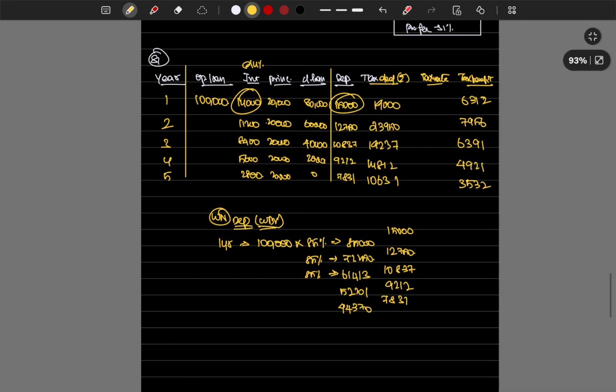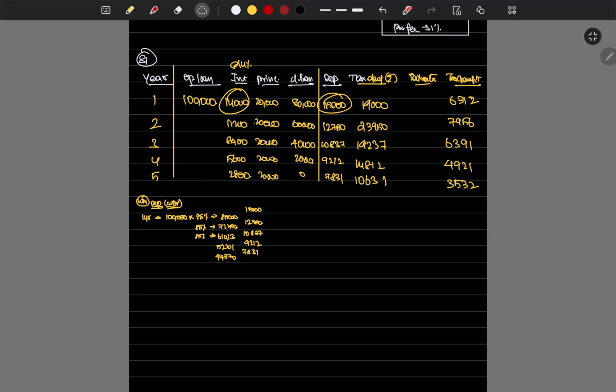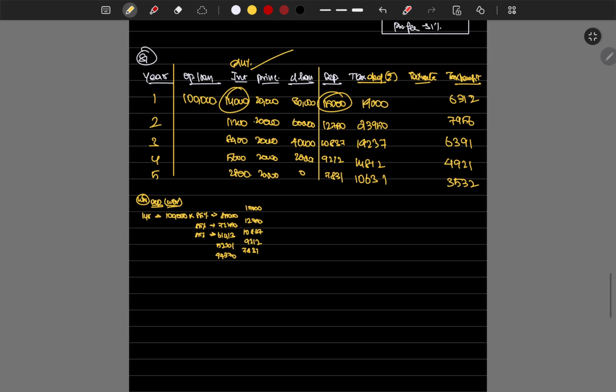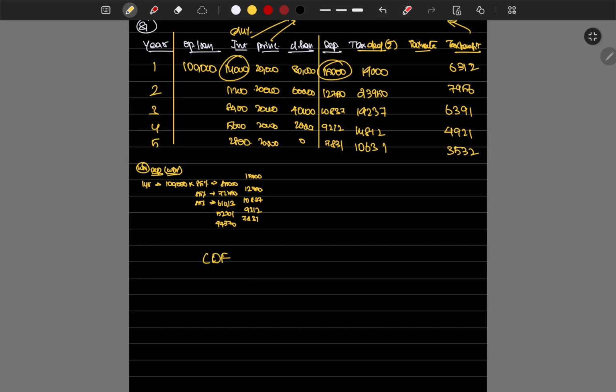Now we have to check what's the outflow and what's the tax benefit we got. We have to calculate the net outflow. Okay, we'll set aside this. Now what's the cash outflow we have here? Total cash outflow is interest plus principal. What's the cash inflow here? Tax benefit. So we are going to net off and calculate the net cash flow.